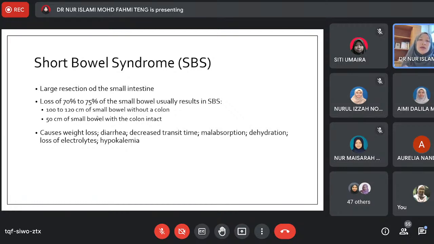So 100 to 120 cm of small bowel without a colon or 50 cm of small bowel with the colon intact. So kalau less than 100 cm of the small intestine is left, so malabsorption is inevitable. So tengoklah berapa banyak resection tu lah. Kalau dah lebih 70% memang dia akan result in short bowel syndrome lah.